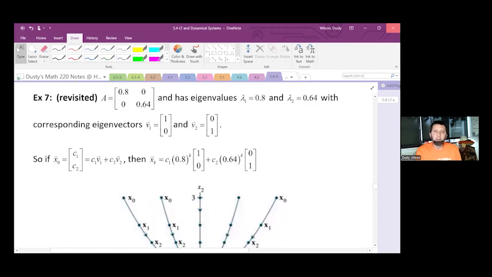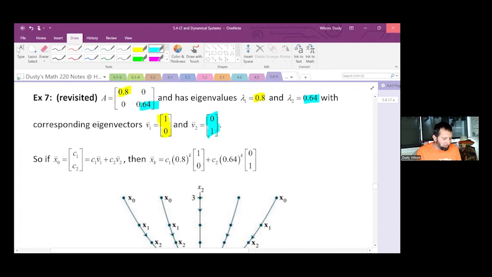Example 7 revisited. Again, let's let A be the 2x2 matrix 0.8, 0, 0, and 0.64, which should clearly have eigenvalues of 0.8 and 0.64. These have corresponding eigenvectors of (1, 0) and (0, 1). Notice that we started with a diagonal matrix, so our eigenvectors should be pretty easy to find. So here's the eigenvector that goes with 0.8. Here's the eigenvector that goes with 0.64.